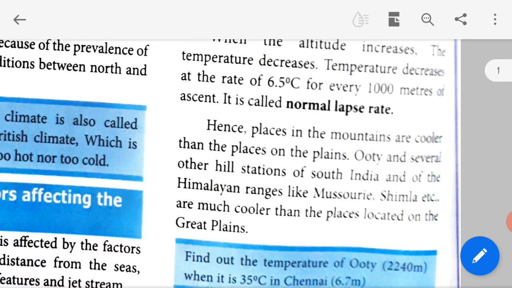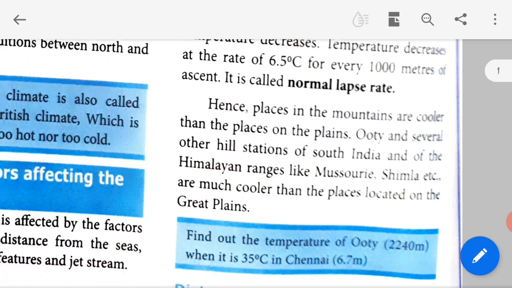Here, places in the mountains are cooler than the places on the plains. Mountains we all know, and the general, normal land is called a plain. So if you see, Chennai is a plain area, while Ooty and Kodaikanal are mountainous or hilly regions. Ooty and several other hill stations of South India and of the Himalayan range. We already know Himalayas is a mountain range, so it is higher, like Mussoorie, Shimla, they all experience cooler seasons, much cooler than the places located on the Great Plains.